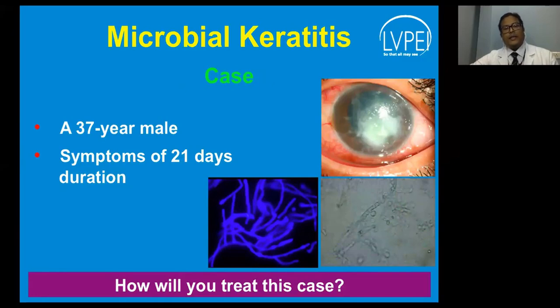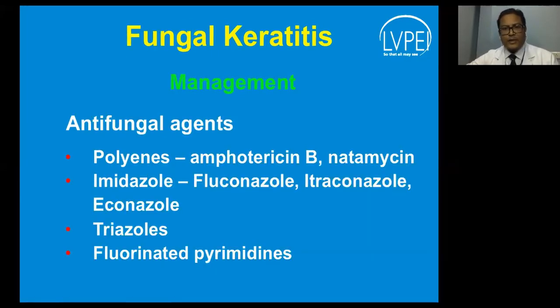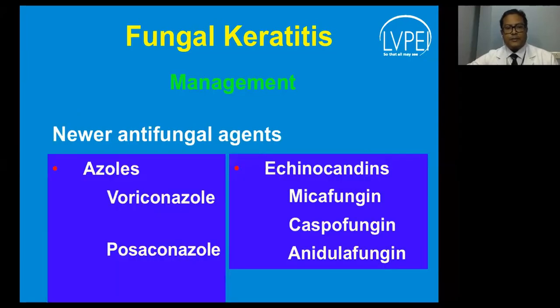So consider this clinical case of a 37-year-old male who had 21 days history of pain, watering and redness, and on your scraping you have found this is the calcofluor white mount, and this is the KOH 10% wet mount. So you have found septate filamentous fungus. So obviously this is a case of fungal keratitis, and we have several group of drugs to tackle fungal keratitis, commonly the polyenes, the azoles, the pyrimidines and the echinocandins.